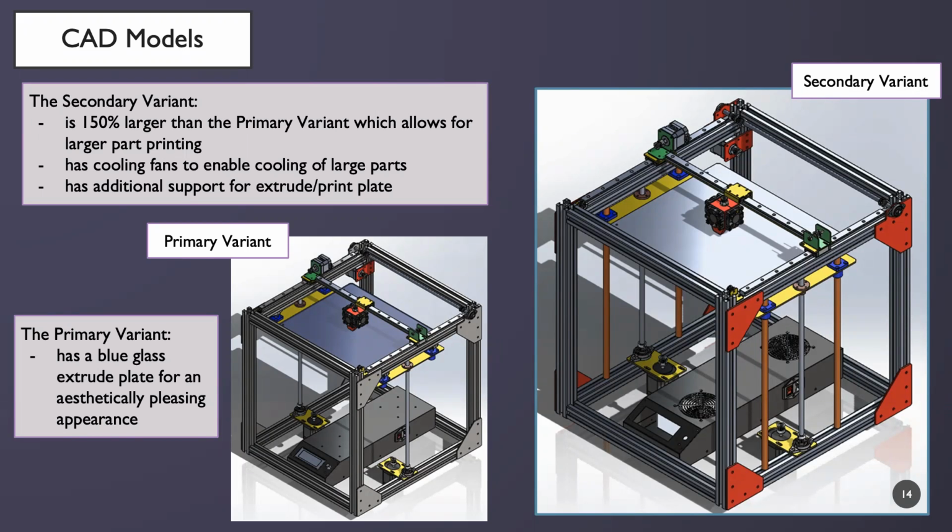Here you see the CAD models for both the primary and secondary customers. On the right is the secondary variant. It's about 150% bigger than the first variant, which will allow for larger part printing and potentially multiple parts printing at the same time. It has cooling fans at the bottom for the cooling of those large parts, and it has additional supports on the sides for a larger extruder or printing plate. The primary variant on the left has a blue glass plate for an aesthetically pleasing appearance and has fewer supports on the sides.